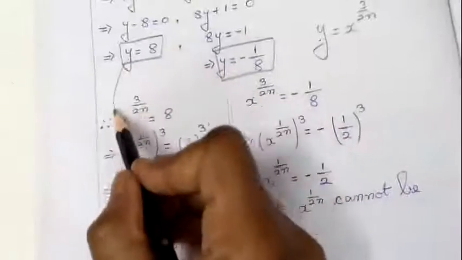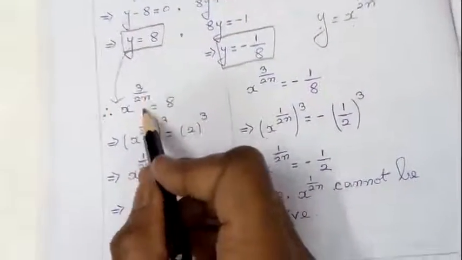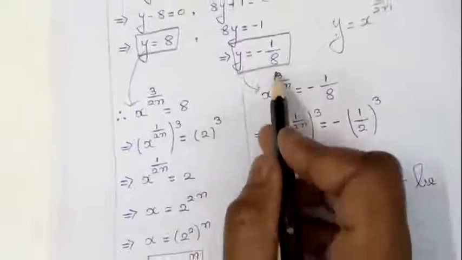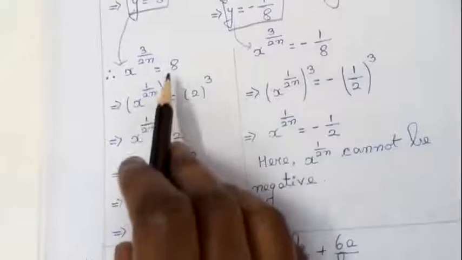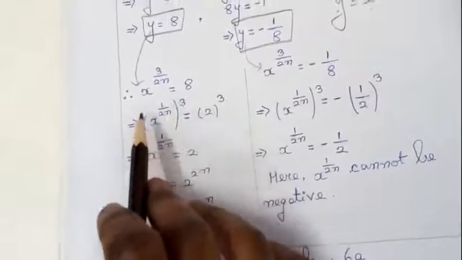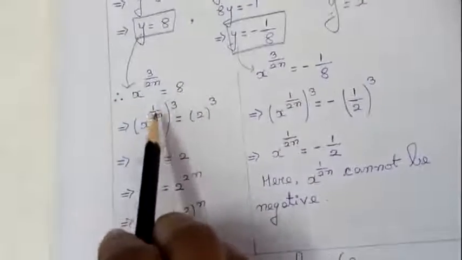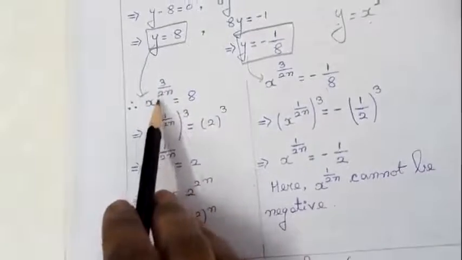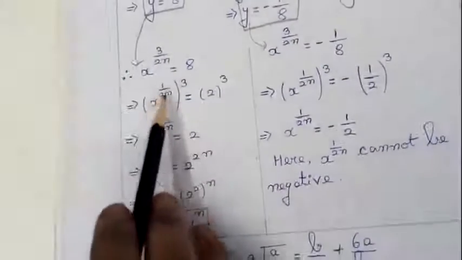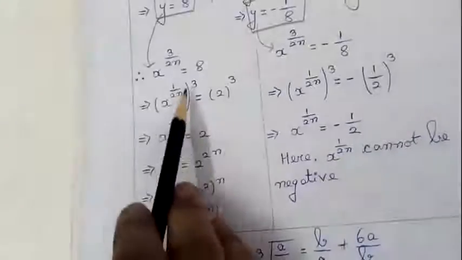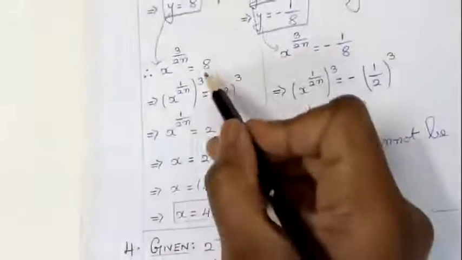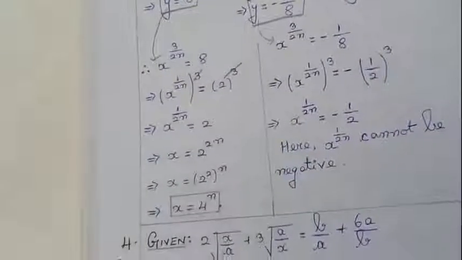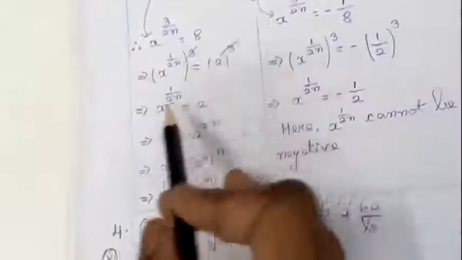Now y is x to the power 3 by 2n, and in this place also we replaced y with x to the power 3 by 2n, students. After replacing, since I am making a little adjustment, 3 by 2n can be written as x to the power 1 by 2n whole to the power 3. This 8 I am writing as 2 cube. So what happens? These power 3 will get cancelled. What is the remaining? x to the power 1 by 2n equal to 2.